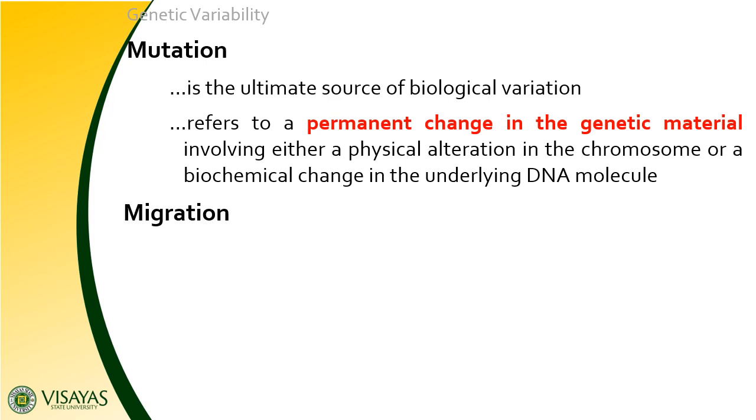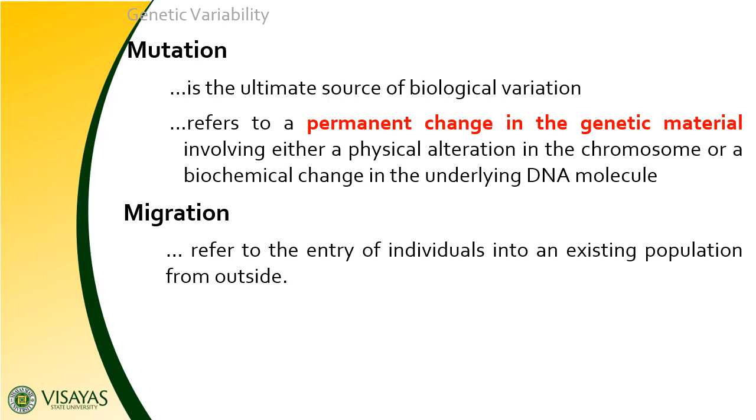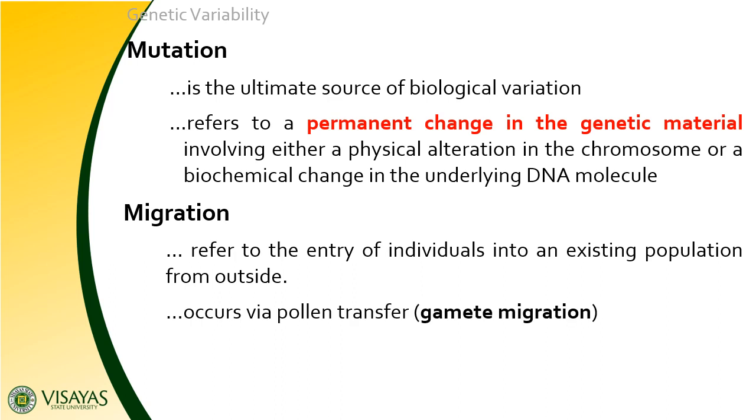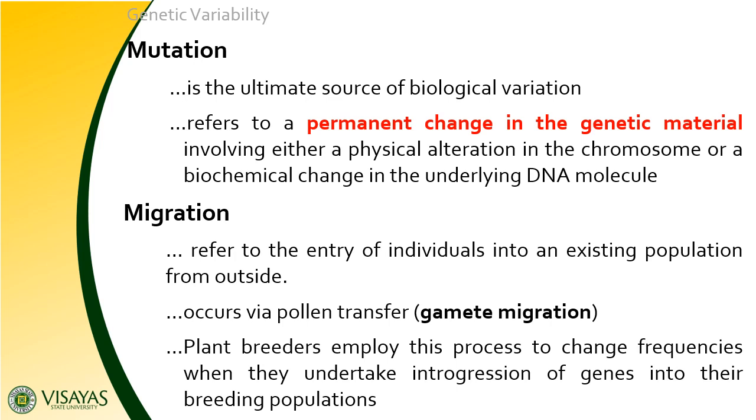And you have another source of genetic variability, which is migration. This refers to the entry of individuals into an existing population from outside. It occurs via pollen transfer or gamete migration. Plant breeders employ this process to change the frequency when they undertake introgression of genes into their breeding population. So migration also involves introducing genes into an existing population through pollen transfer or gamete migration.